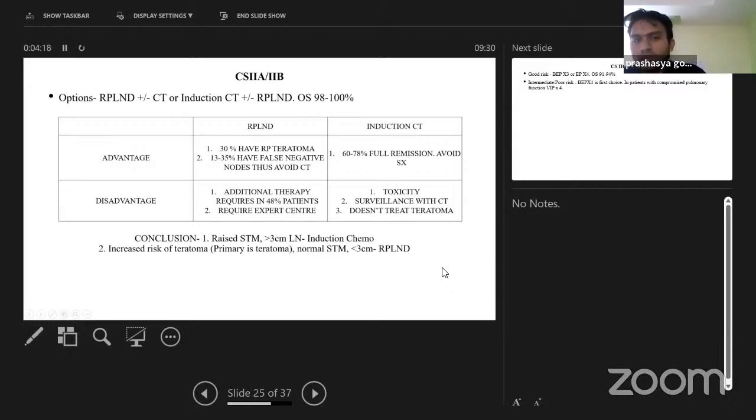The conclusion among these is that if the patient has raised serum tumor markers and a lymph node mass of greater than 3 centimeters, induction chemotherapy should be given. And if the patient has an increased risk of teratoma, such that the primary malignancy is a teratoma, with normal serum tumor markers and the lymph node mass is less than 3 centimeters, retroperitoneal lymph node dissection should be given.